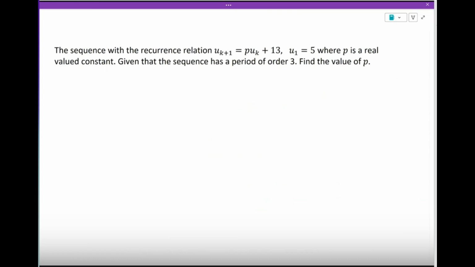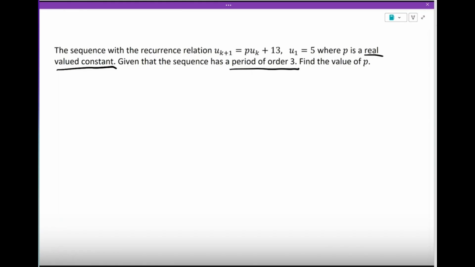So it says the sequence with the recurrence relation given here, and interestingly, we haven't been given this value p in the recurrence relation, and we're told that the first term is equal to 5, and we're told that p is a real valued constant. So it shouldn't involve i, but it says given that the sequence has a period of order 3, find the value of p. So we've been told that the period is 3, sometimes it's phrased as the period of order 3, which means the same thing. We need to find the value of p.